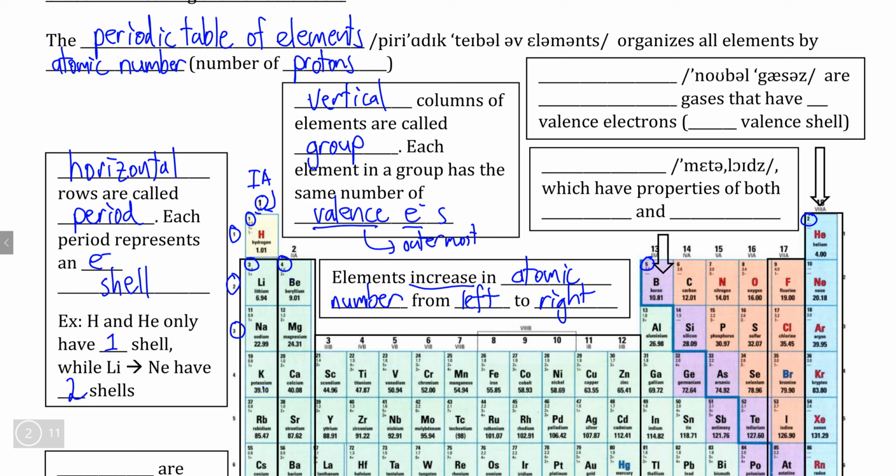So this is why the periodic table is structured the way that it is. We can look at simply which period and which group an element is in order to determine how many electron shells that element has and how many electrons exist in the valence shell.